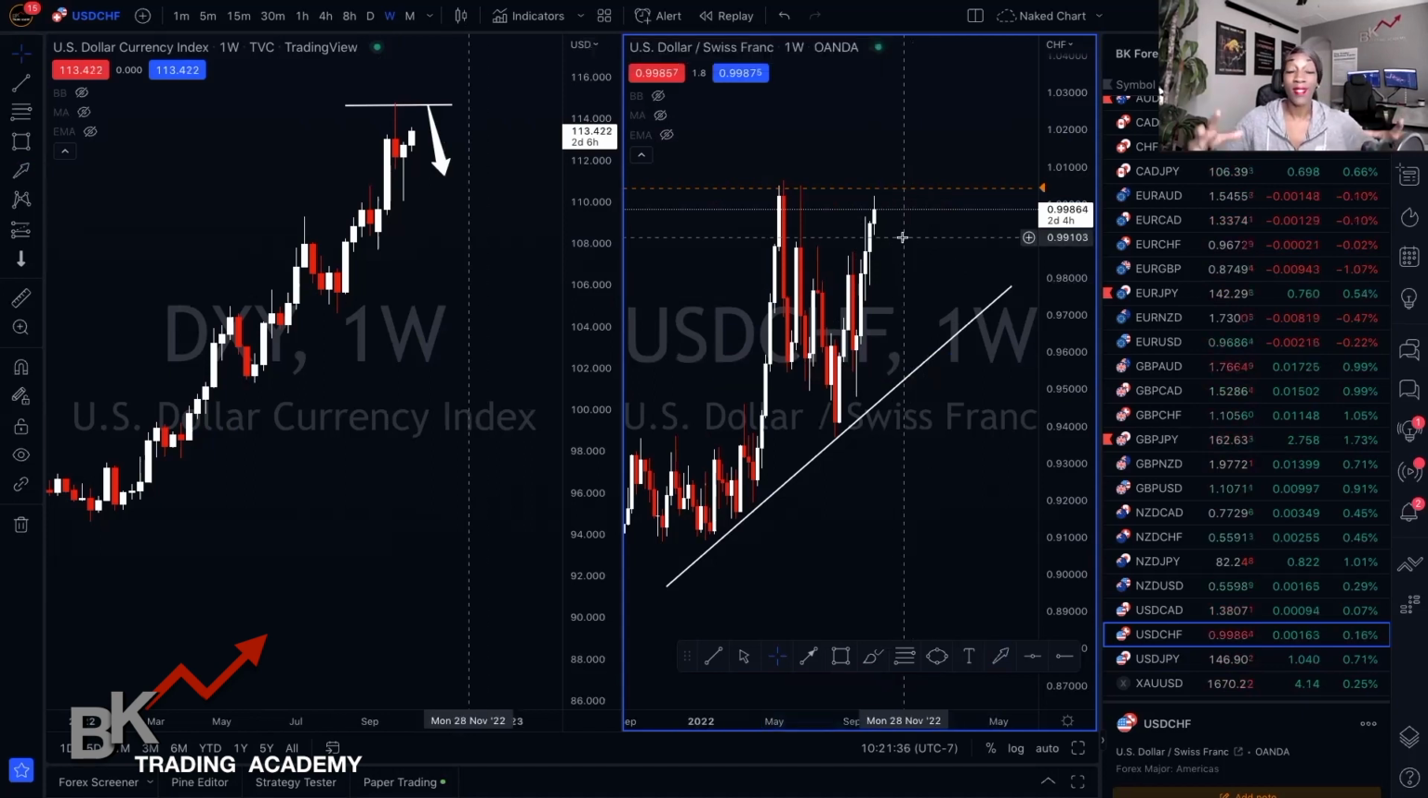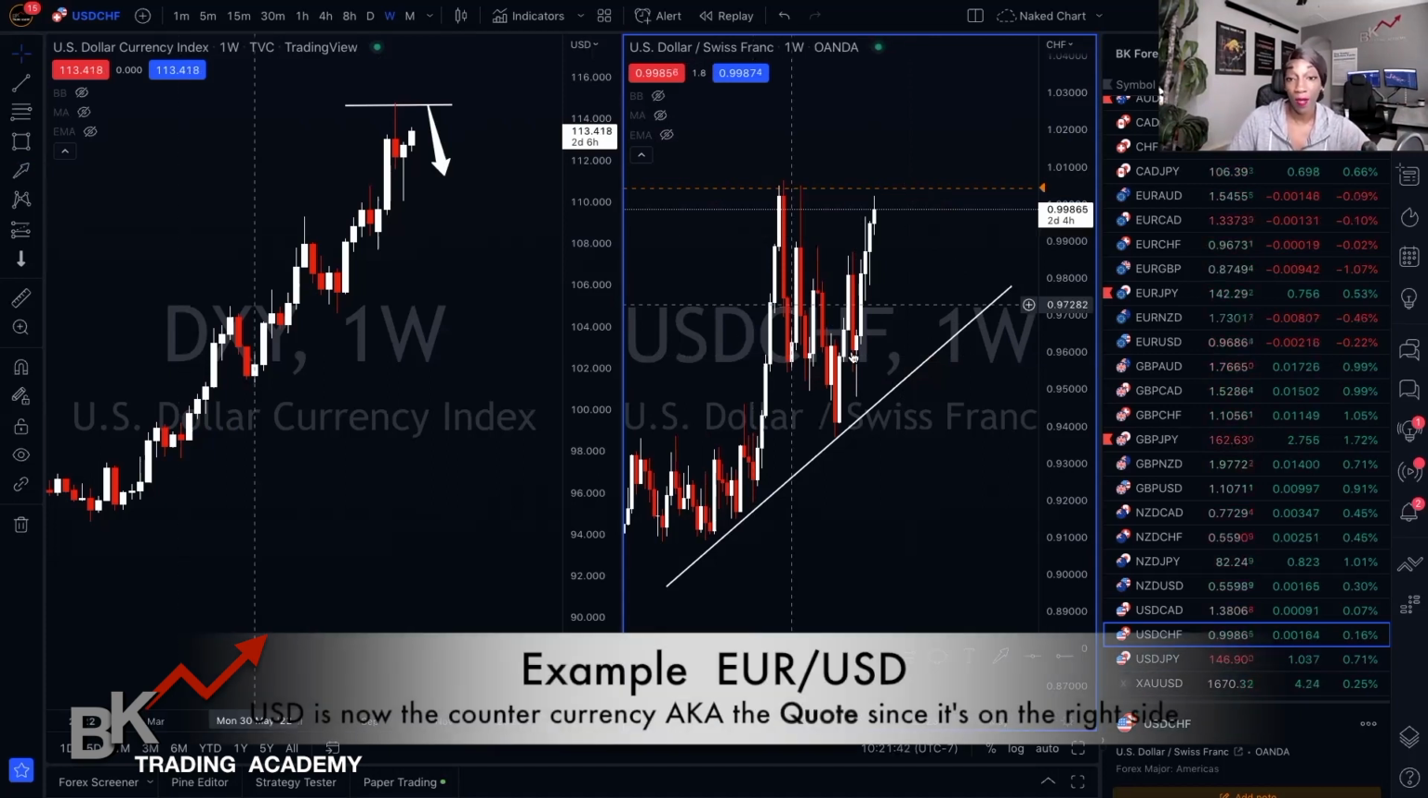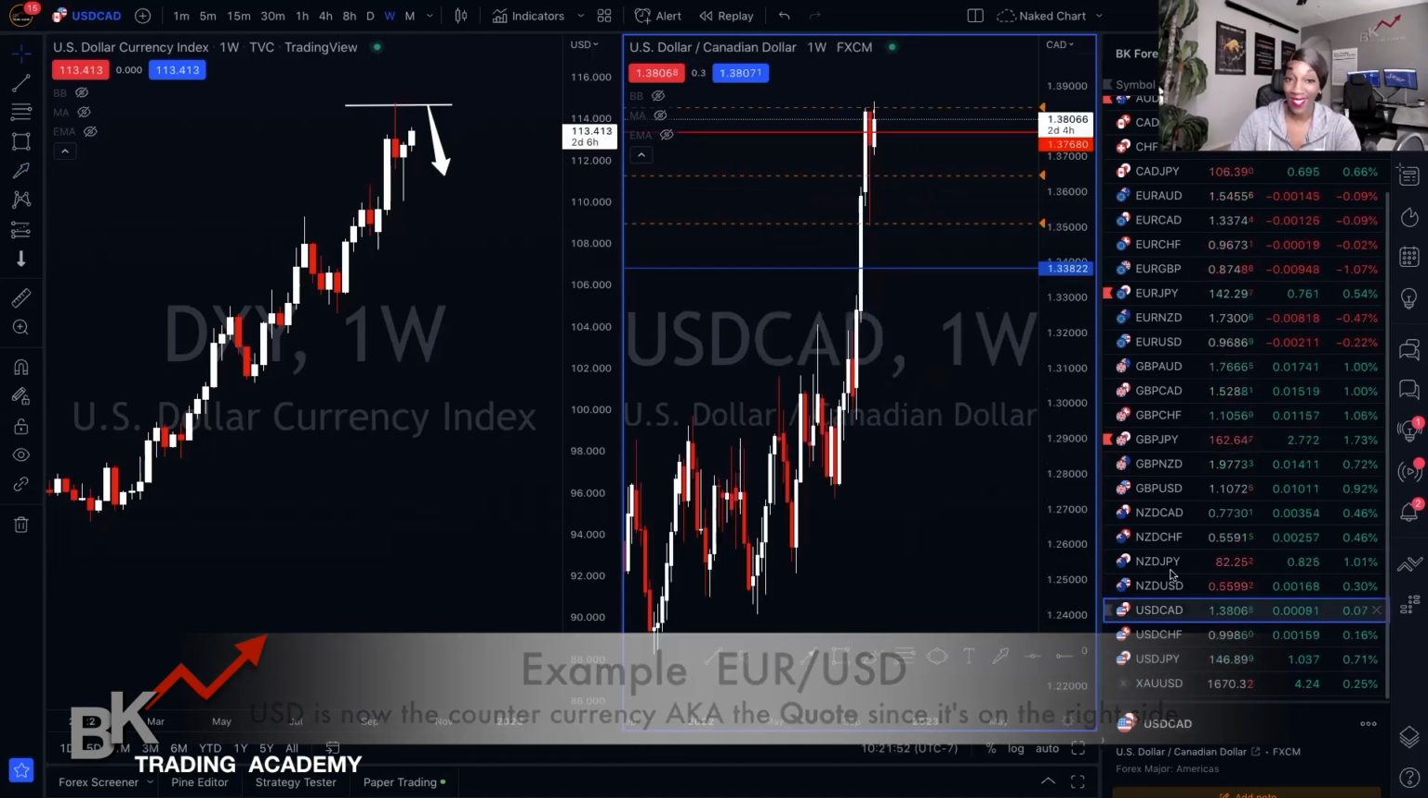But this is how you can use the DXY in your analysis, especially when you're trading USD pairs or pairs that have USD in it, where the USD is the base, okay? If you're trading it where the USD is the counter currency, for example, then most likely you're going to see the USD going down, or opposite of what it's doing on a pair where it's the base.